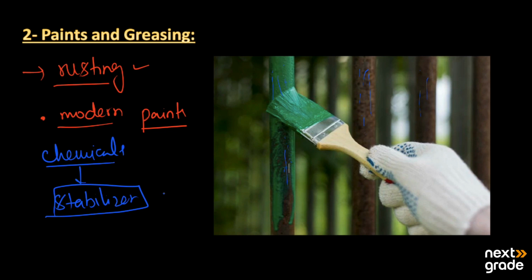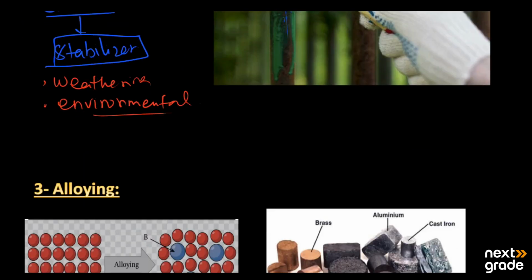On the other hand, this may also prevent it from weathering and other environmental conditions. So paint is one of the best ways to prevent corrosion.